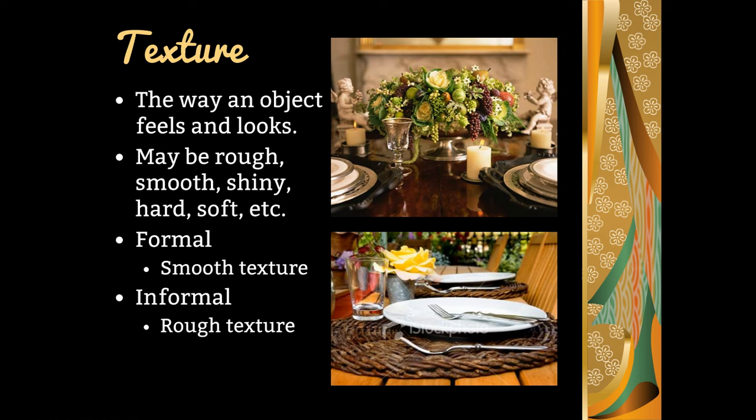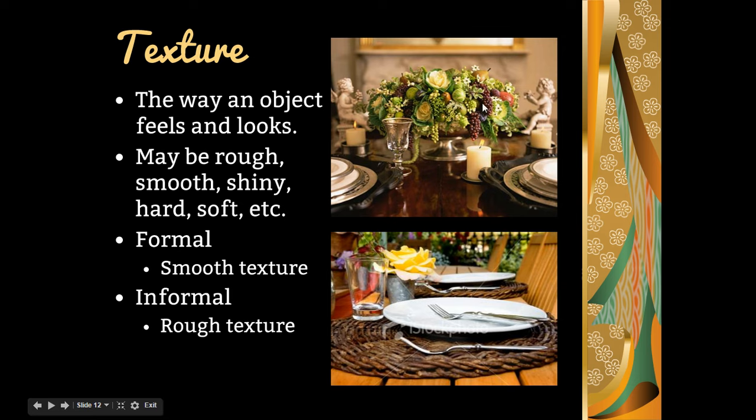And texture, you want to make sure you include texture in all when you're picking out different types of finishings, fabrics, things like that. So texture is the way an object feels and looks, all right? So you can have lots of textures going on in a room. It actually makes for good design if they all complement one another. So they may be rough, smooth, shiny, hard, soft, etc. Smooth textures are going to look much more formal and sophisticated, where informal textures are going to be more rough, more industrial looking. But when you use a combination of maybe both, they can create really, really good design.